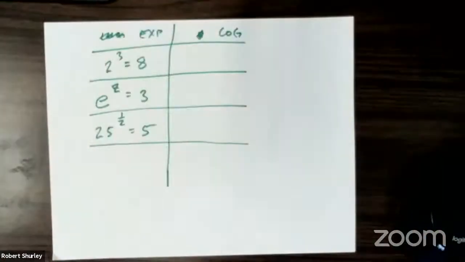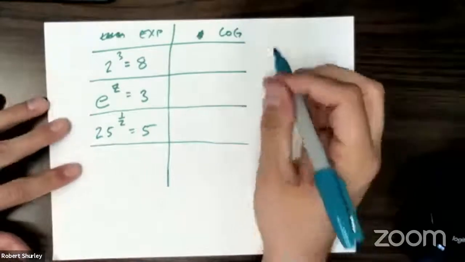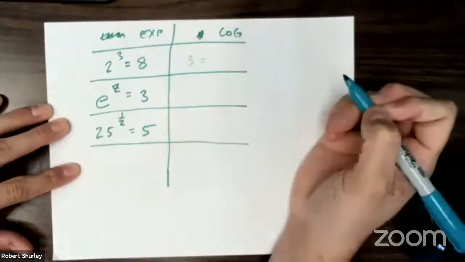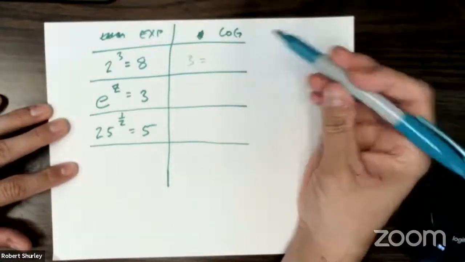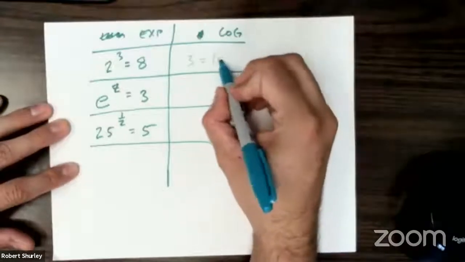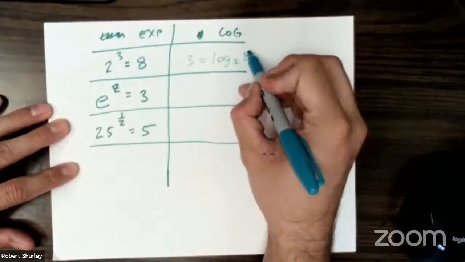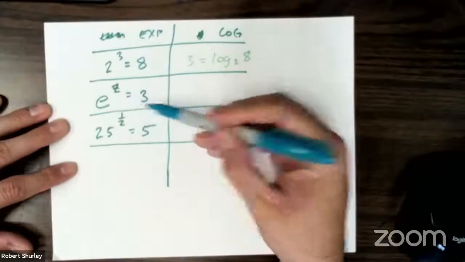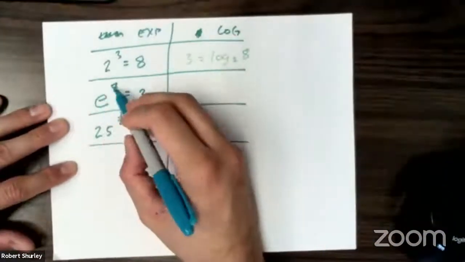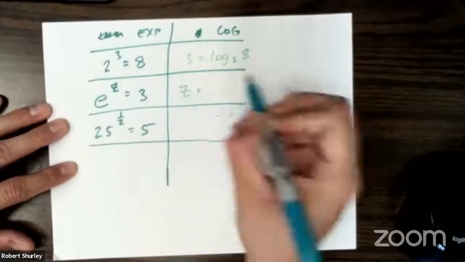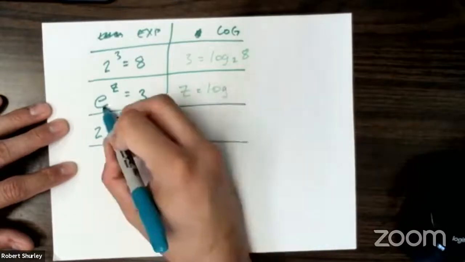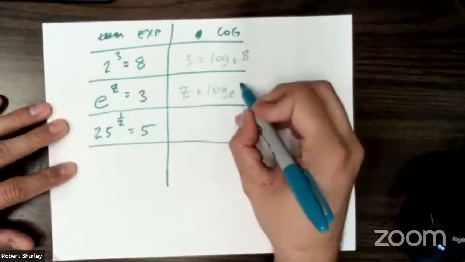Let's try it. So 2 to the third equals 8. That's going to be 3 equals, can you see that? I think this marker is just too faint. 3 equals log base 2 of 8. Now, let's talk about this one for a minute. So this is a z up here. So it'd be z equals log base e of 3.